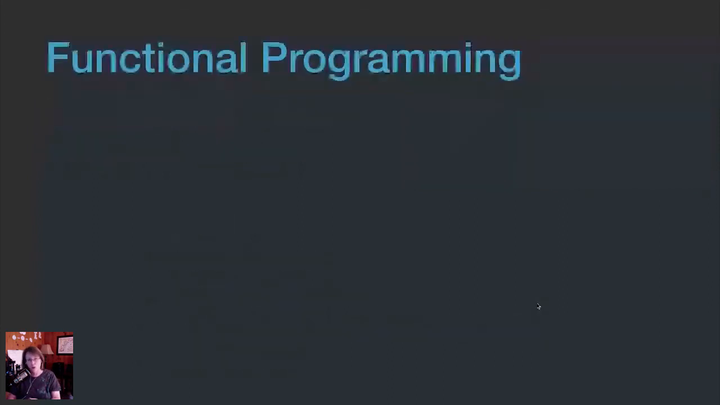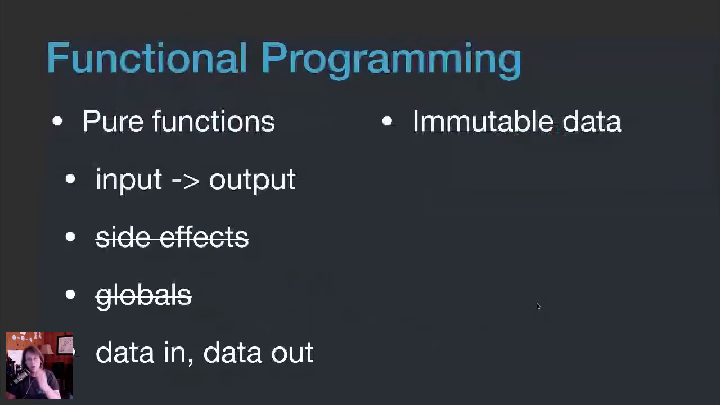Now, functional programming is all about that, right? Pure functions, it's data in, data out. There's no side effects, no globals. And we have that immutable data. But we can achieve this in OOP too. It's just a different way of thinking. And it's a different way of how we process. And there's some things we need to be able to do it. And we're going to talk about that too.